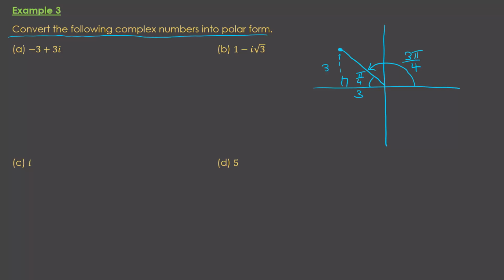When we want the modulus, we're going to use Pythagoras, so we've got the square root of 3 squared plus 3 squared, which is root 18, which is root 9 root 2, which is 3 root 2. So this is going to be 3 root 2 cis 3 pi by 4.